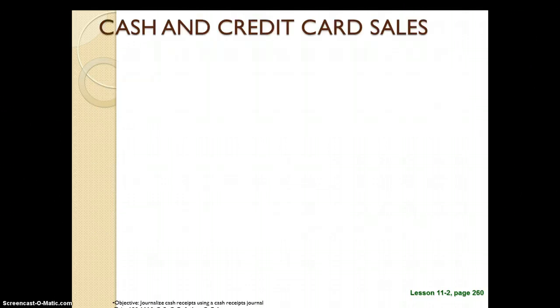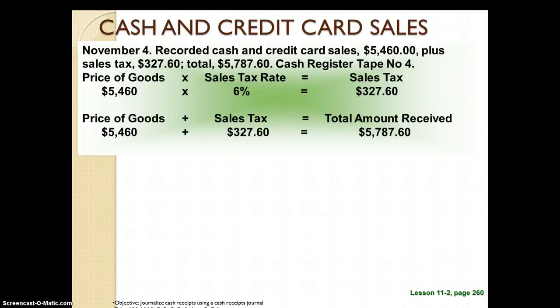So again, cash and credit cards are treated exactly the same. Credit cards are cash equivalent. So we're going to talk about having a cash or credit card sale and how we would account for that. On November 4th, we recorded cash and credit card sales of $5,460. Plus we had sales tax of $327.60 for a total of $5,787.60. And it was on cash register tape number 4.